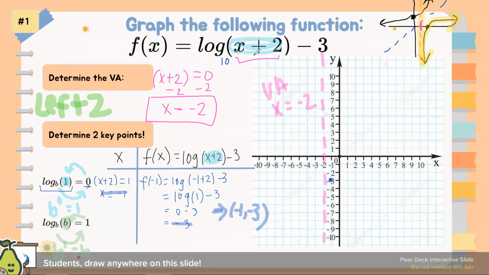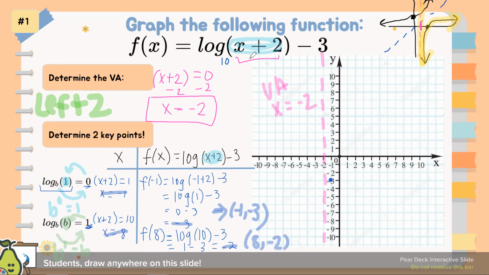So I want my argument, x plus 2, to equal my base. Remember, this is log base 10. So if I solve this, I'll end up getting x is equal to 8. And if I evaluate my function, f of positive 8, that's going to give me log of 10 minus 3. But we know log of 10 is equal to 1. So that's 1 minus 3, which gives me -2. Therefore, I end up with the point 8, -2.